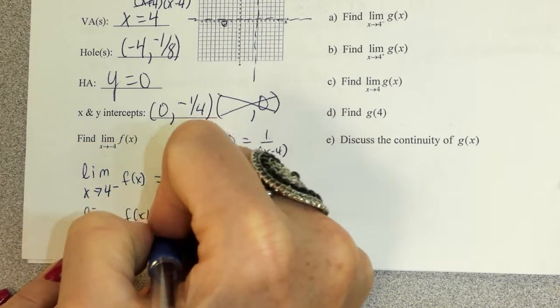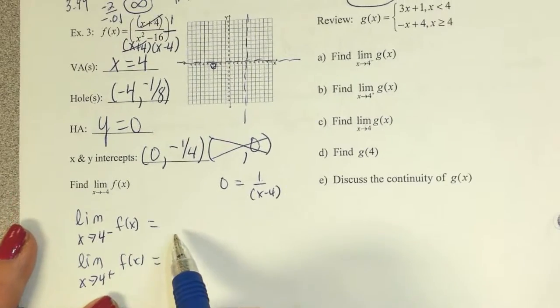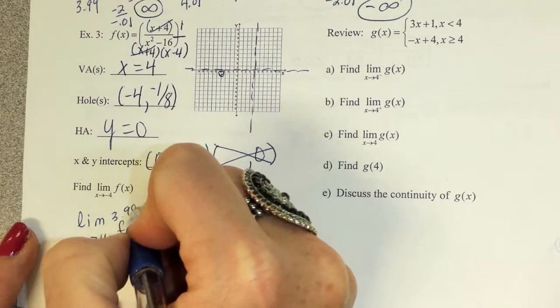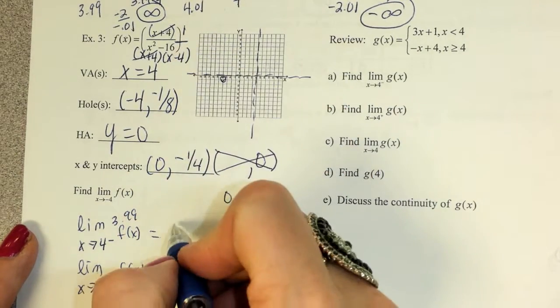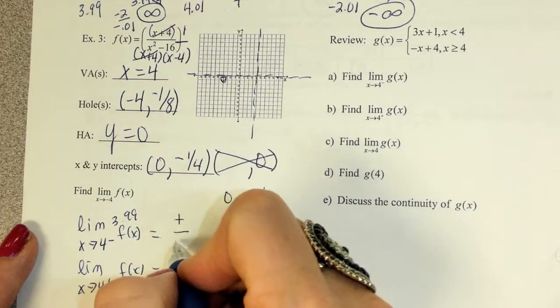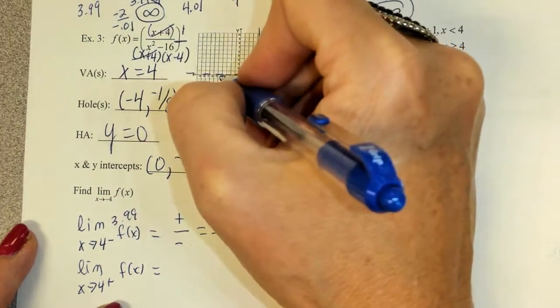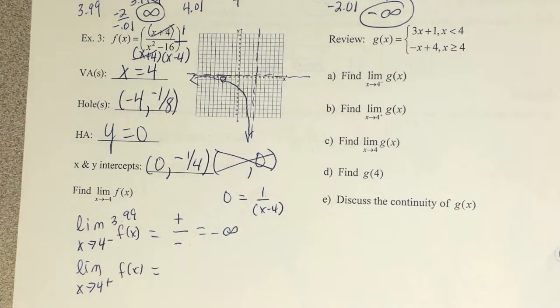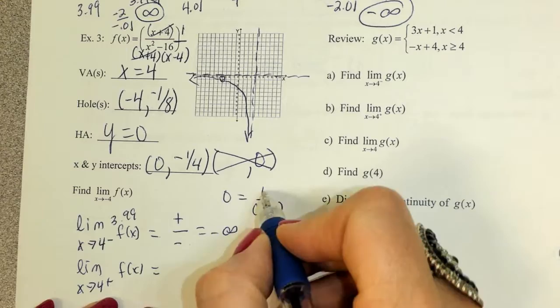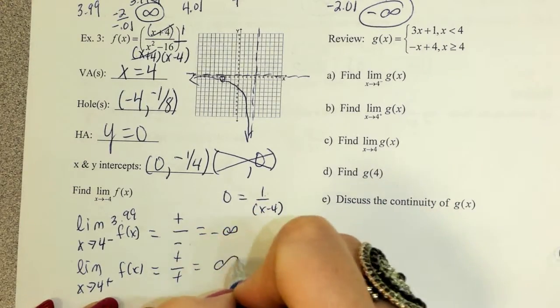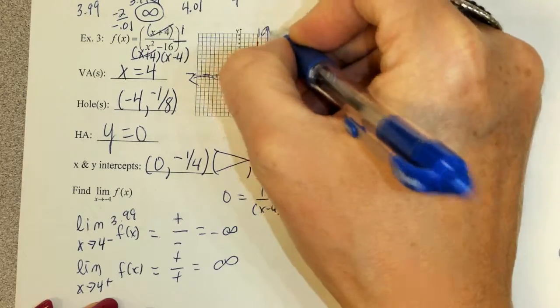And again, I'm not even going to actually evaluate this. I'm going to do 3.99 into my factored version because it's easiest, the simplified version. So I have a positive on the top, 3.99 minus 4 is a negative. See how quickly we can do that. And then we also have to figure out from the other side. So I'm going to have to do 4.01. Plugging that in, I'm going to have a positive on the top, a positive on the bottom, so that's positive infinity. So here's the way it's going to look.